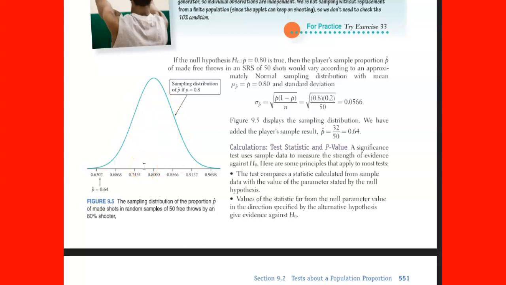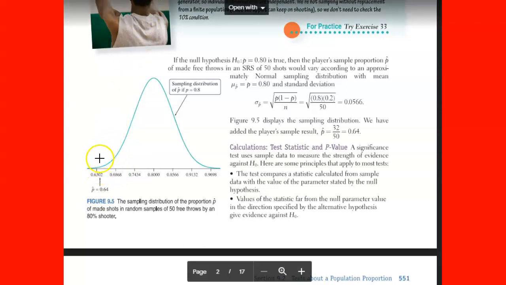But wait, we found a p hat, and it was right down here at 0.64. 0.64 is the p hat that happened. Now what we have to do is say, wait a second, if that's what our p hat was, where does that fit in with this world that we built on the assumption that it's really 80%? Is this surprising or not?